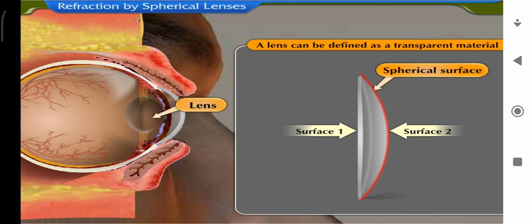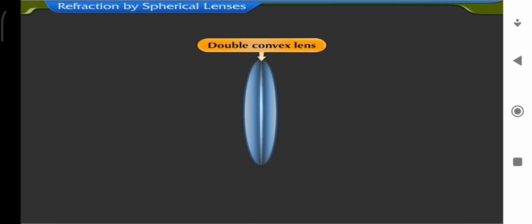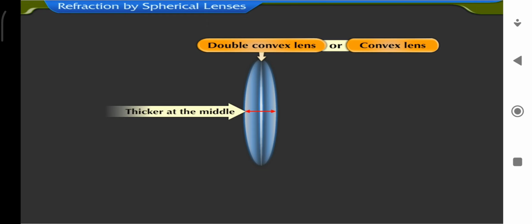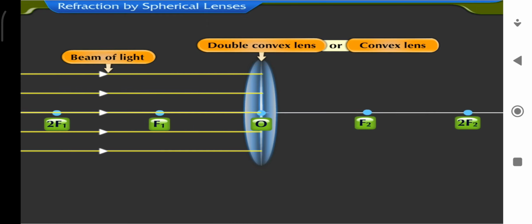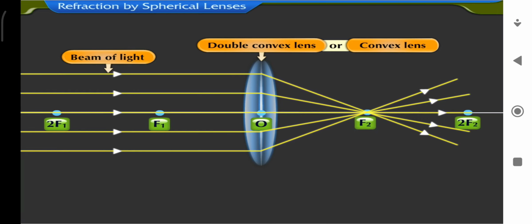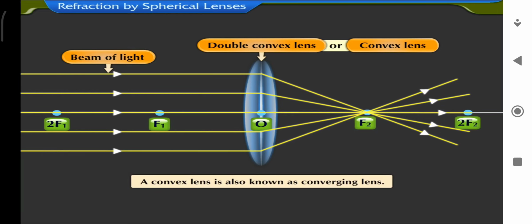is spherical. A lens can have two spherical surfaces bulging outwards. Such a lens is called a double convex lens or simply a convex lens. It is thicker at the middle than at the edges. A beam of light incident on the convex lens is converged. Hence it is also called as a converging lens.